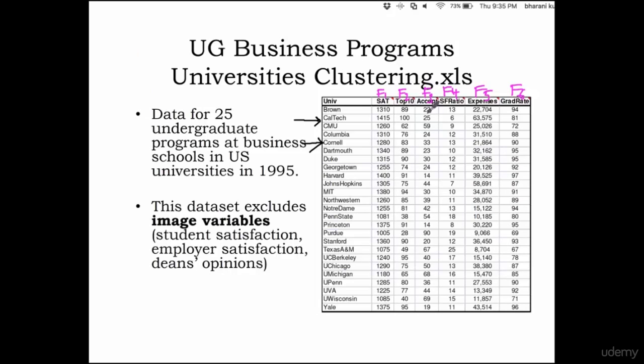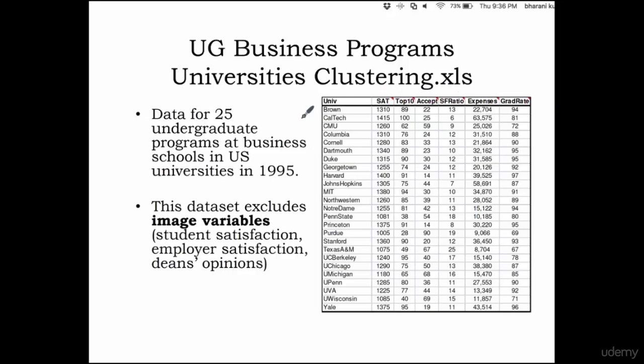Top 10: what percentage of students were in the top 10 in their undergraduate studies? Acceptance ratio is 22%, meaning if 100 applicants apply, only 22 people get admitted. Student faculty ratio: for every 13 students you have a faculty professor. Expenses is in dollars and graduation rate is in percentage terms. So this is the data that you have.